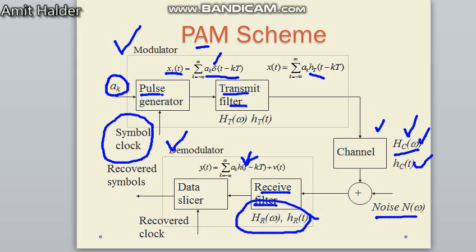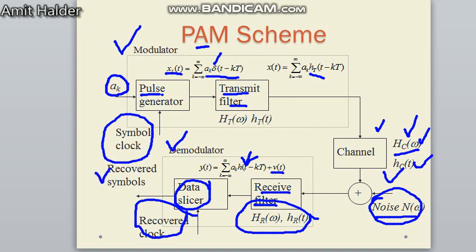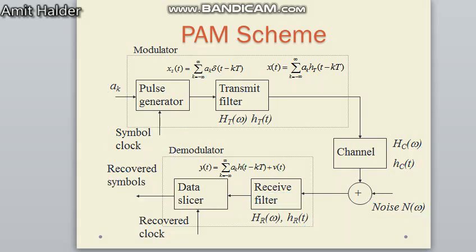You have to get the message signal, right? So there is some residue, that's Vt, that came from the noise that has been incorporated in the channel side. After that, you will get the data slicer that will slice the data, and there is a simple clock, so there will be a recovered clock, so you can get the recovered symbols right there. How you get the signals in the modulator section, the opposite is in the demodulator section. So that is the basic PAM scheme.